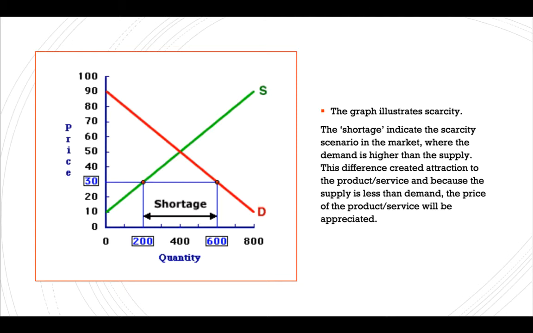And this is a graph that shows the collision point between demand and supply. Based on the graph, scarcity happens when the product price is below 50, where demand is higher than supply. This creates a shortage of supply and the product is considered a scarce product. As a result, if this happens, the price will increase.